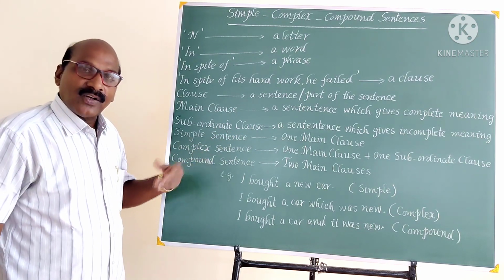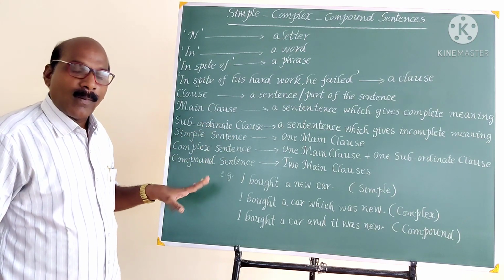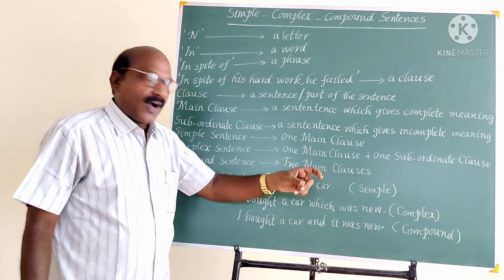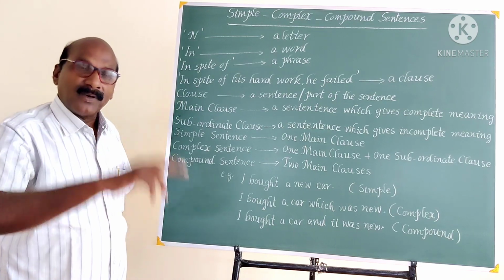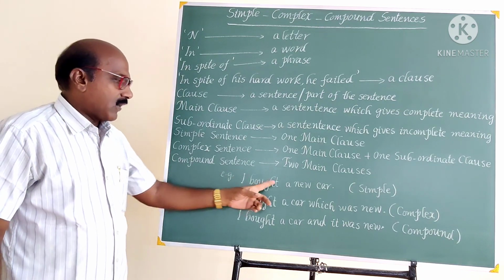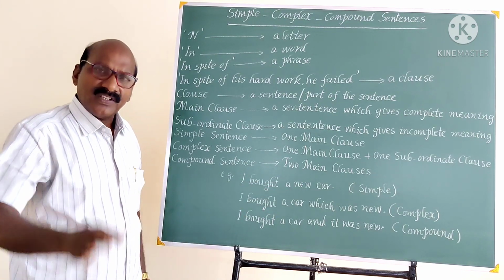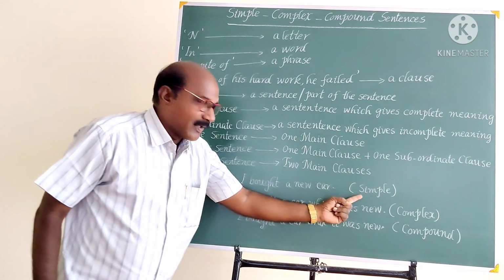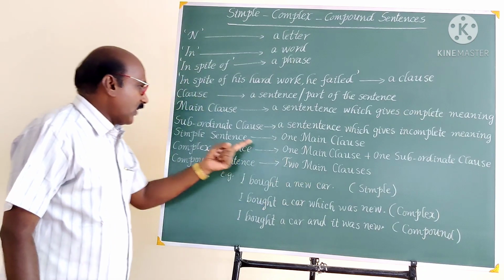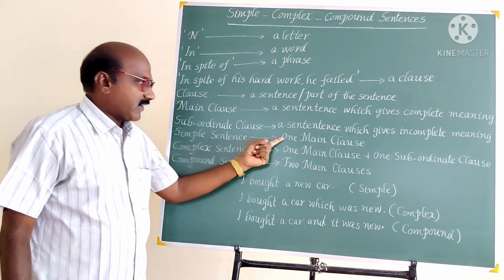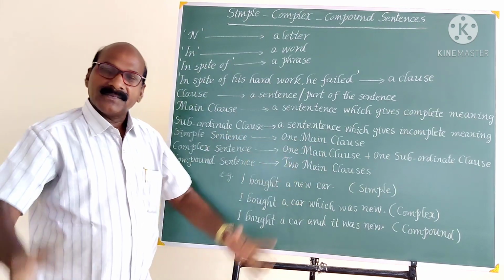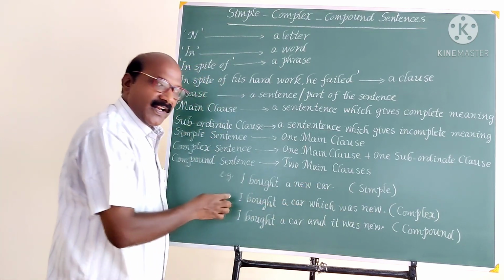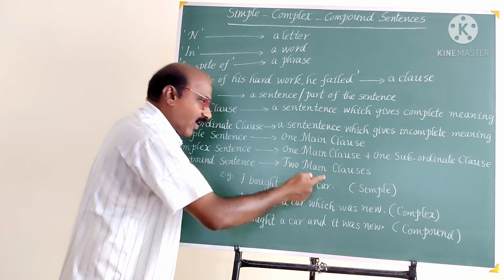Now, let us know certain examples about simple, complex, compound sentences. I bought a new car. It is an example of a simple sentence. How can we say that it is a simple sentence? Already the rule is here. Simple sentence has only one main clause. This is said to be the simple sentence because it has only one main clause.